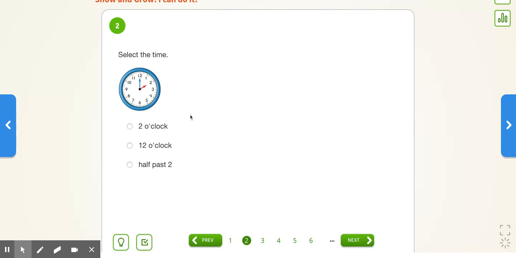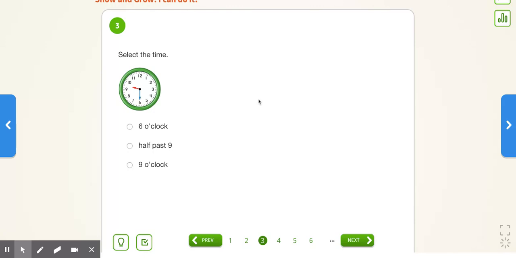Let's move on. All right, remember again, my hour hand is pointing directly at the 2, and my minute hand is pointing straight up to my 12. What does it mean when my hour hand is directly on one number and my minute hand is pointing straight up at the 12? Does it mean it's 2 o'clock, 12 o'clock, or half past 2? Well, I know when my hour hand is pointing straight at the 2 and my minute hand is pointing straight up, it is 2 o'clock.